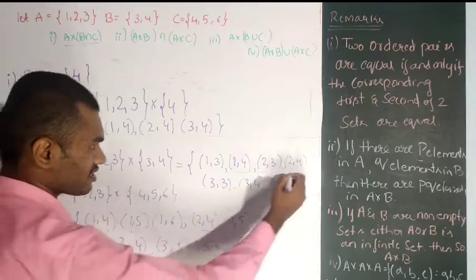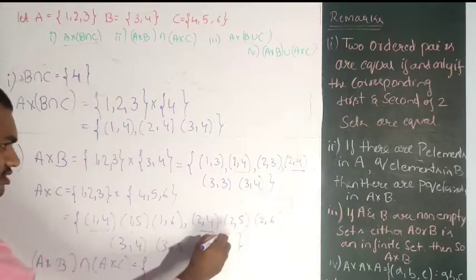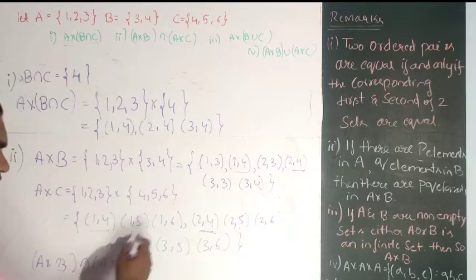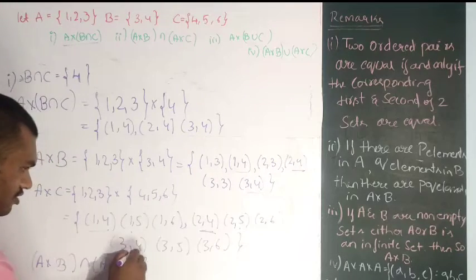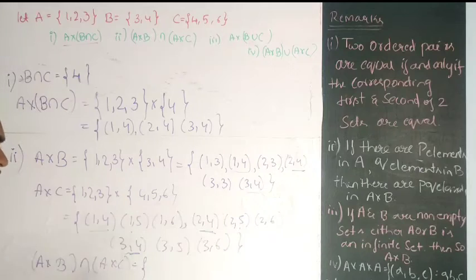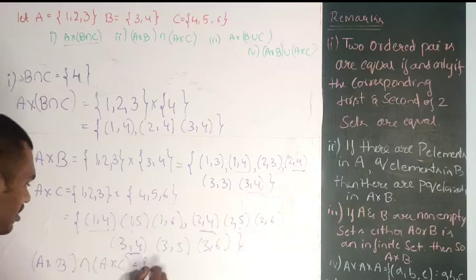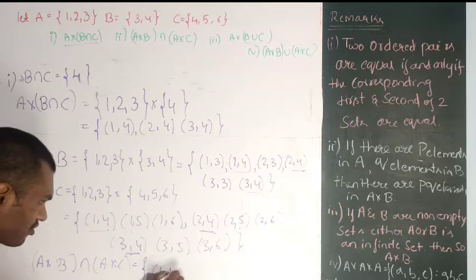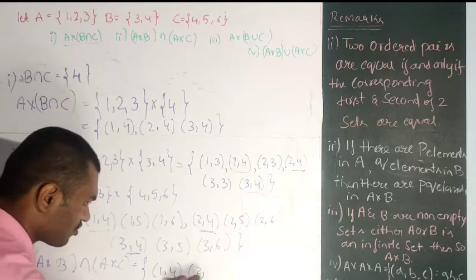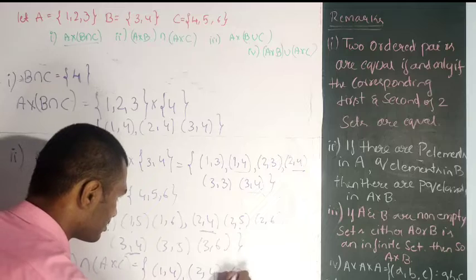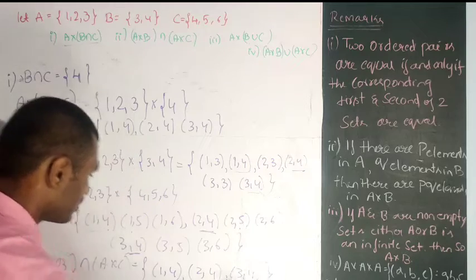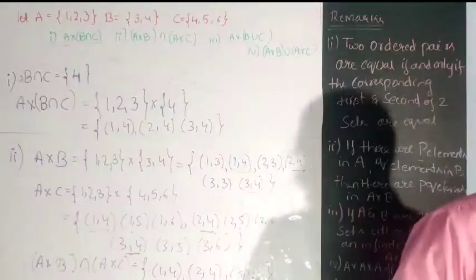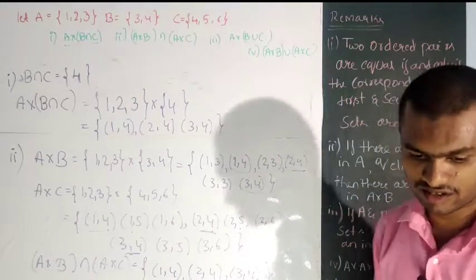2 comma 4 is there, yes. Now 2 comma 5 is there? No. 2 comma 6 is there? No. 3 comma 4 is there, yes, we have 3 comma 4. 3 comma 5, 3 comma 6 we don't have. So the elements of A cross B intersection A cross C are 1 comma 4, 2 comma 4 and 3 comma 4.